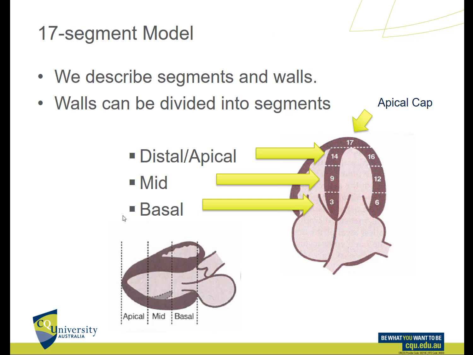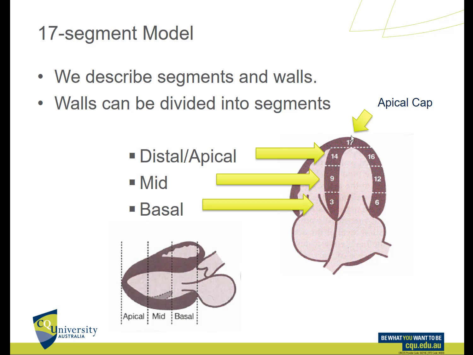First, when we're talking about this 17 segment model, we basically describe different segments and walls. And these walls essentially can be divided into segments. So what I mean by that is if we're looking at our apical 4-chamber here, we see this interventricular septum right here, and we can see that it's been broken into essentially thirds. So these segments essentially have different names. So we have our basal segments, our mid segments, and our distal or apical segments.